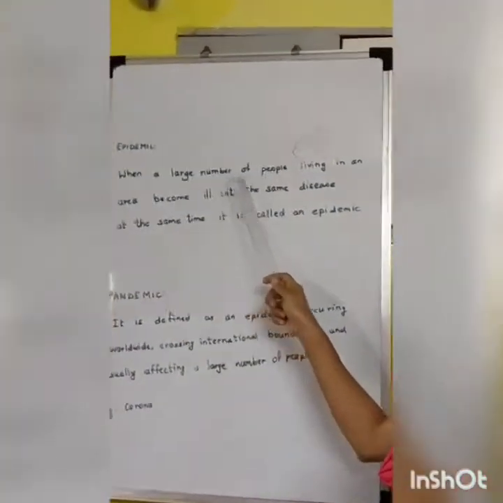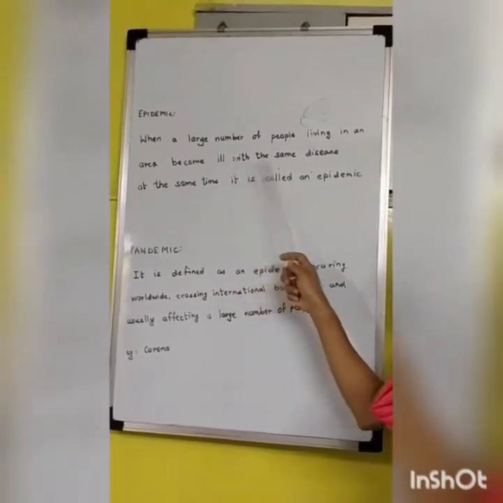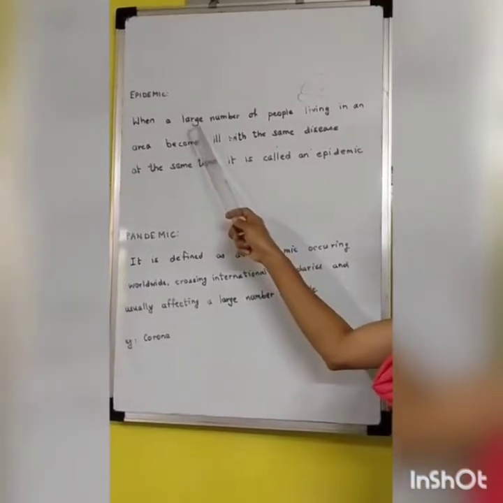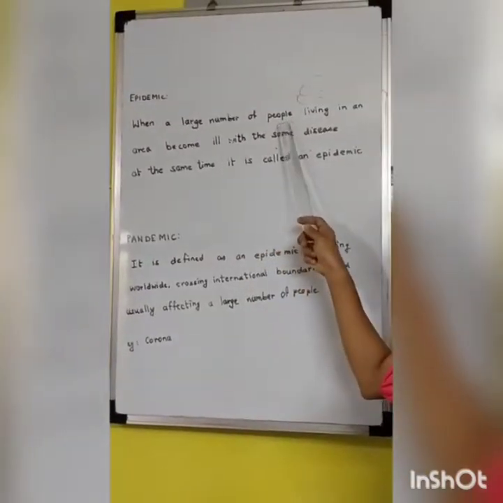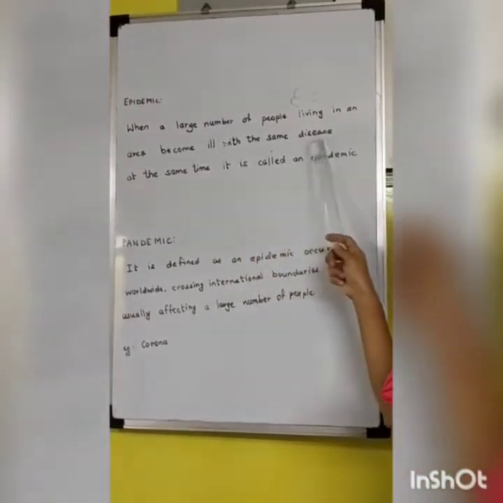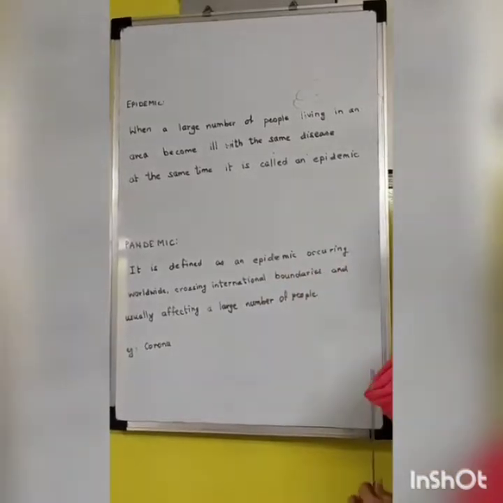So when a large number of people living in an area become ill with the same disease. Please remember the terms. When a large number of people who are living in an area become ill with the same disease at the same time, okay, it happens at the same time, it is called an epidemic.